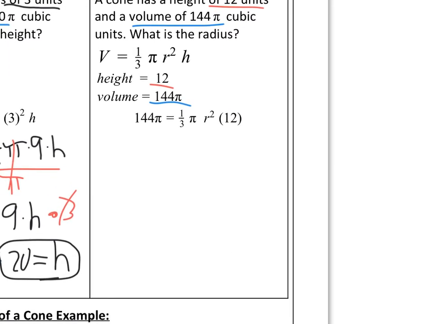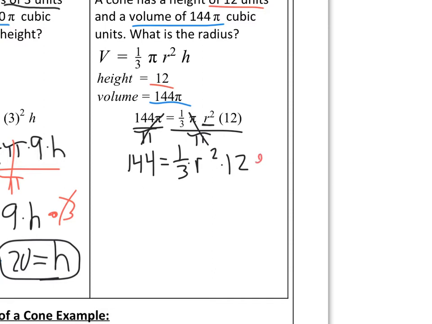If we want to solve from here, now we're trying to isolate the r, or the r squared. So I'm going to start by dividing by pi. Divide both sides by pi. We know those pi's are going to cancel each other out, leaving us with 144 equals 1/3 r squared times 12. That's a 1/3 right there. And then, let's say we want to cancel this 1/3 out. Well, we can multiply this side by 3, multiply this side by 3. My 1/3 and my 3 are going to cancel out.